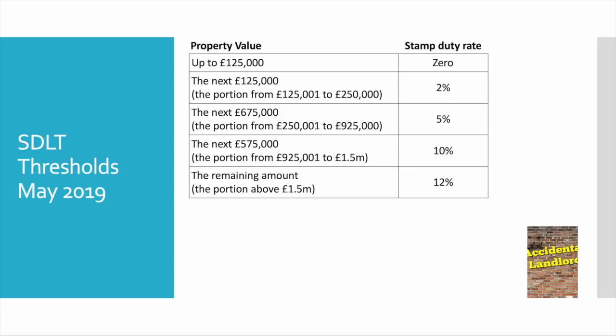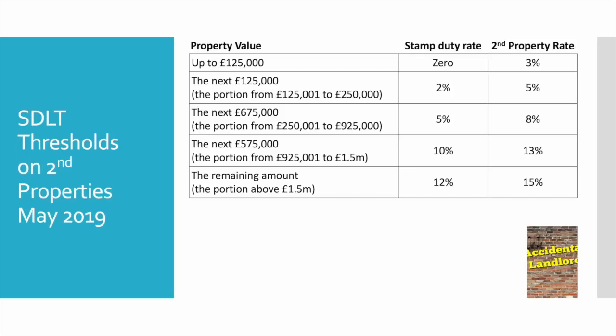Following the introduction of this piece of legislation, if you were buying a second property, or you were buying a buy-to-let property or through a limited entity, those values go up by 3%. So the previous 0 rate band goes up to 3%. The band from 125,000 to 250,000 goes to 5%. From 250,000 to 925,000 goes to 8%. 925,000 to 1.5 million goes to 13%. And above 1.5 million goes to 15%. As you can see, a significant hike in the percentage that you will pay for stamp duty land tax.